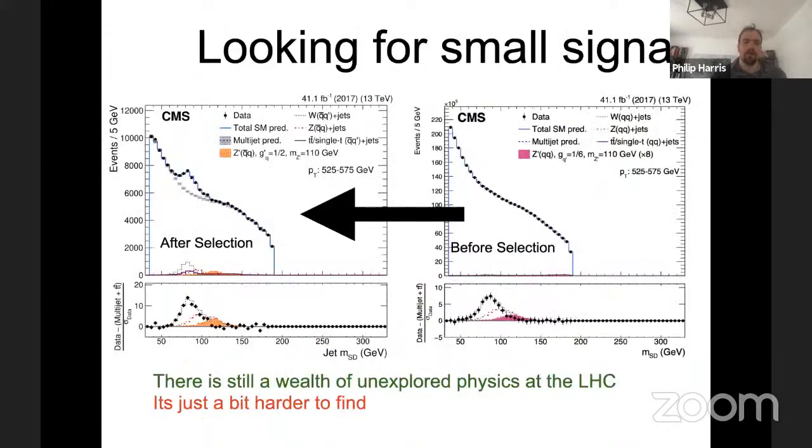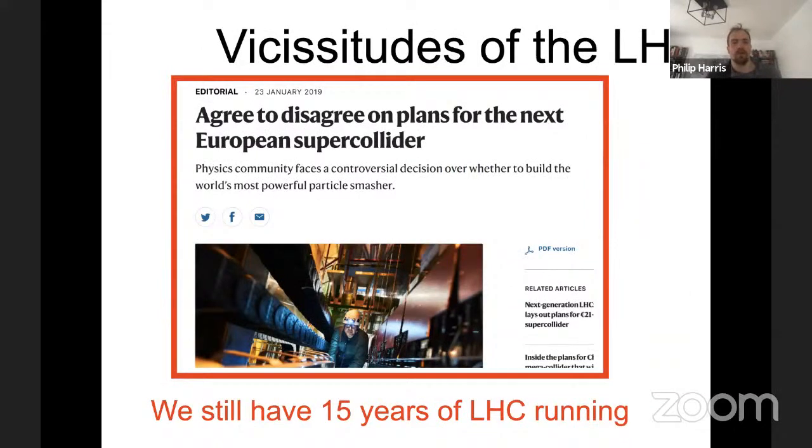And what does this mean? It means that the kind of signals that we're going to look for are not necessarily the big, giant signals that you would expect to see. These are rare processes, often processes that are hidden under a huge amount of background.